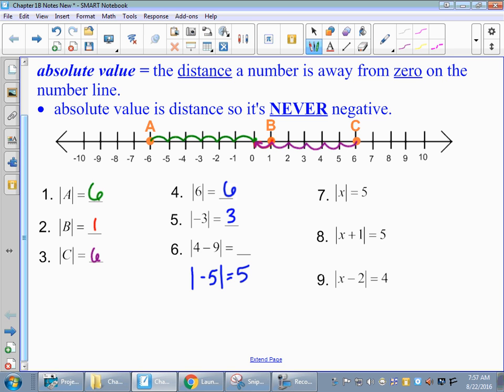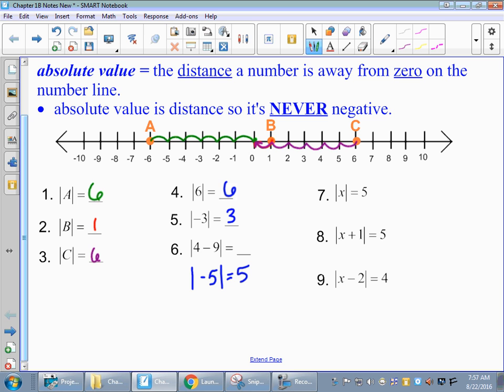7, 8, and 9 kind of complicate things. What I've talked about so far are things that you should know from previous years or from middle school when you first got introduced to this concept of absolute value. But when we get into 7, 8, and 9, we're talking about the unknown value being inside the absolute value. In the first 6 problems, the unknown value was on the outside. It was asking for the absolute value. So it's a little bit different when the unknown is inside the absolute value.